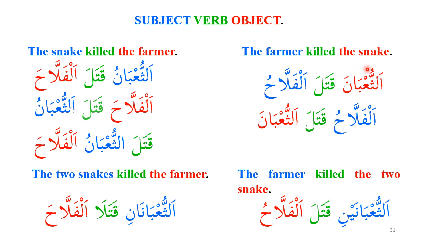Now the farmer killed the snake. If you put the opposite, al-su'bana qatal al-fallahu, or you can change the word order to fallahu qatal al-su'bana, the meaning would be the same, right? Now Arabic also has dual and plural, so two snakes killed the farmer would be al-su'bani qatal al-fallaha. Here the alif and ni is the marker for the marfu case, and the farmer killed the two snakes: al-su'banaini qatal al-fallahu, right? Here the dhamma is the marker for the subject, and the object is shown by the ya.